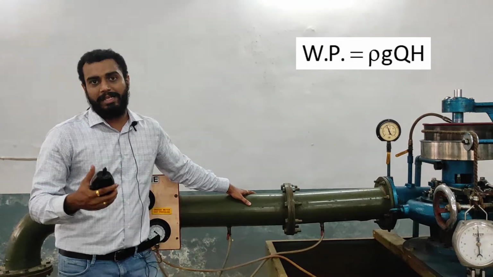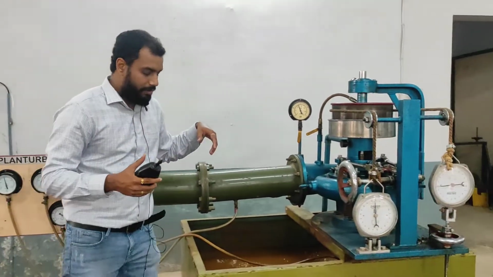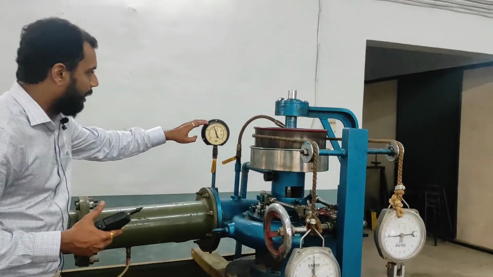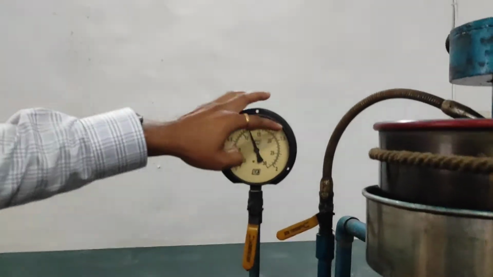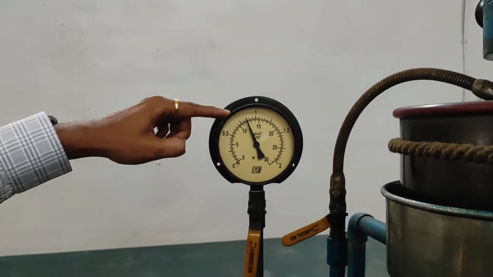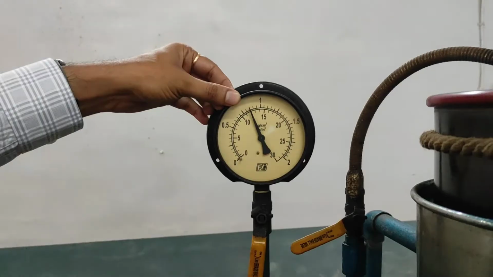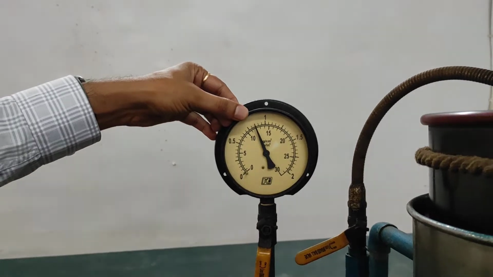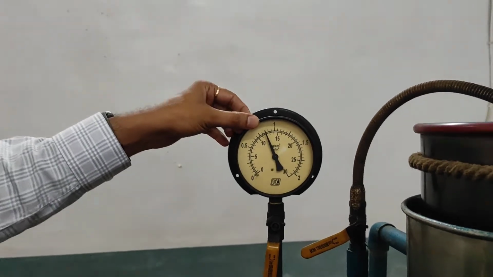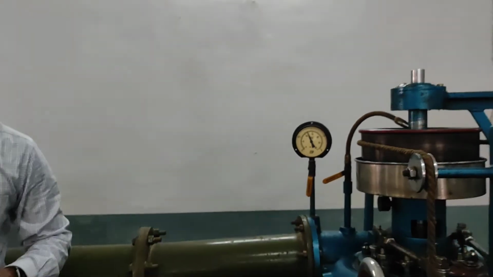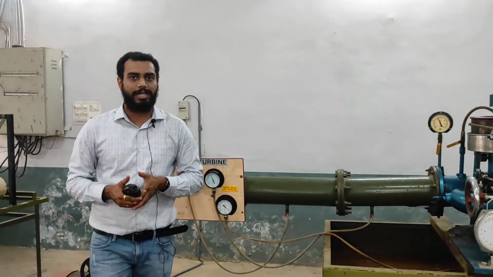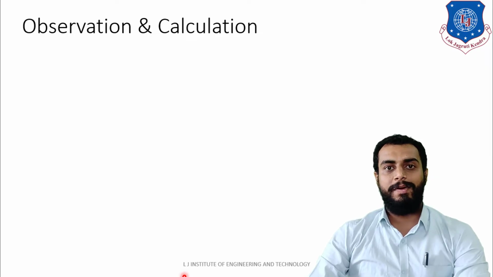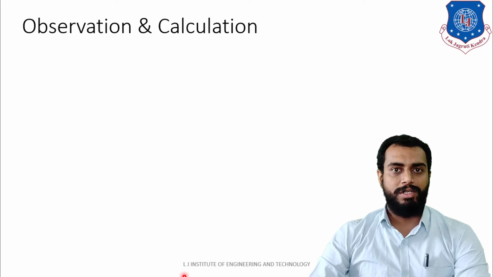Now the other thing is capital H. So capital H, that is pressure head, that can be read out from this particular meter. So as we can see, we will follow the outermost dial that will be shown in kg per centimeter square. So right now the reading for the pressure head is 0.85 kg per centimeter square. So we will also convert this particular into meter, right? So now we have rho G Q H and shaft power, so we can find out the efficiency of the Kaplan turbine. After the experimentation, let's observe the calculation.